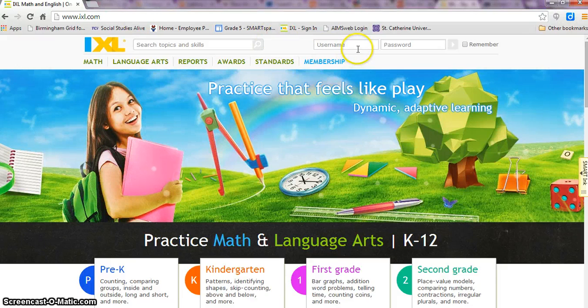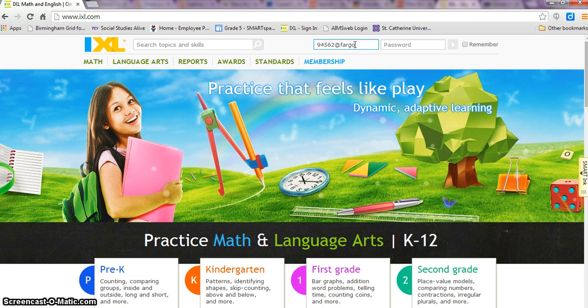So to start, you need to find the username and password locations up at the top. Your username is the lunch number or your school ID number, followed by the @Fargo.